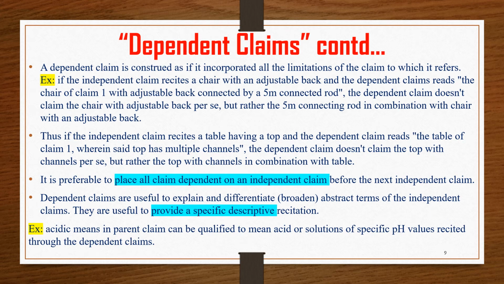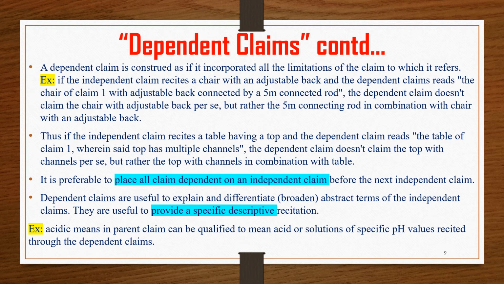Okay, then the dependent claim does not claim the chair with adjustable back per se. That means, in a standalone situation, it does not claim the chair with adjustable back, but rather the 5-meter connecting rod in combination with the chair with an adjustable back.